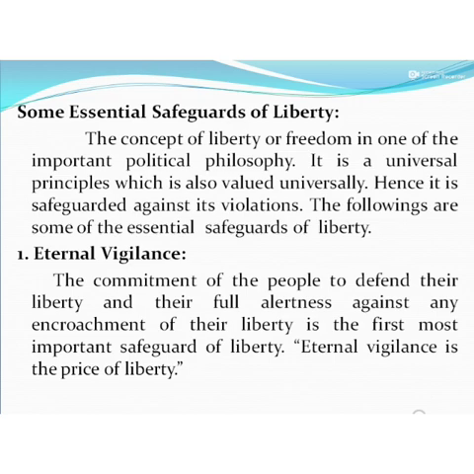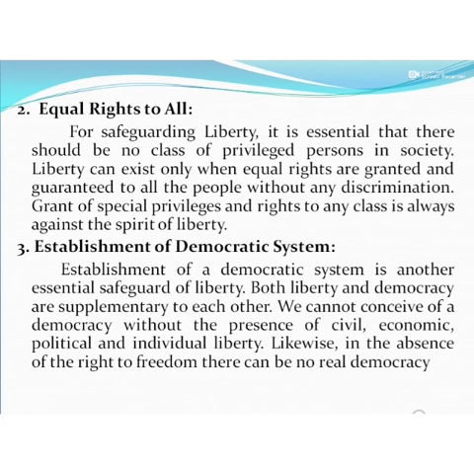First, eternal vigilance. Commitment of the people to defend their liberty against any encroachment is the first most important safeguard of liberty. Eternal vigilance is the price of liberty. Secondly, equal rights to all. For safeguarding liberty, it is essential that there should be no privileged class or person in society. Liberty can exist only when equal rights are granted and guaranteed to all the people without any discrimination. Grant of special privileges and rights to any class is always against the spirit of liberty.